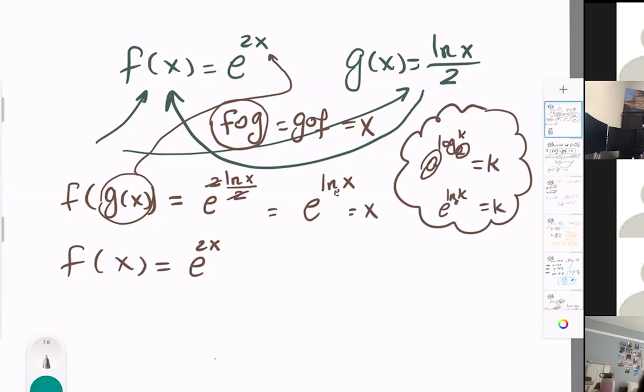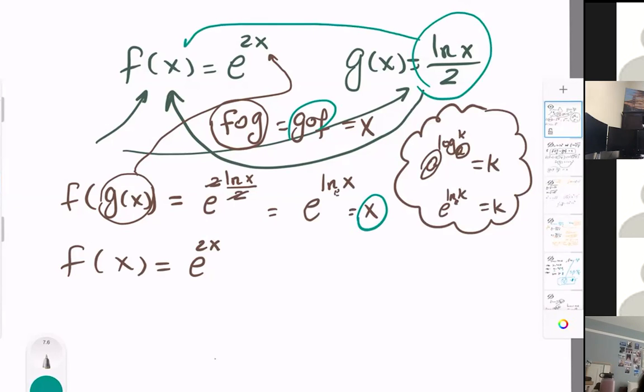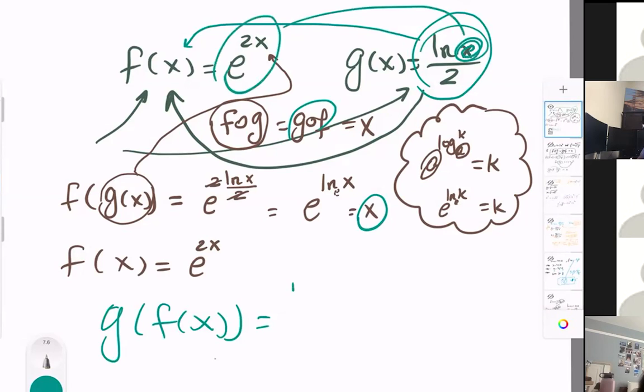So we got x. But we also need to do this one, composing f, to see if we get x or not. The question is, are these two inverse of each other? So you have to do both ways. So what is g of f of x? G of x is ln of x over 2. So instead of this x, I have to put this guy. It will be ln of e to power 2x over 2.